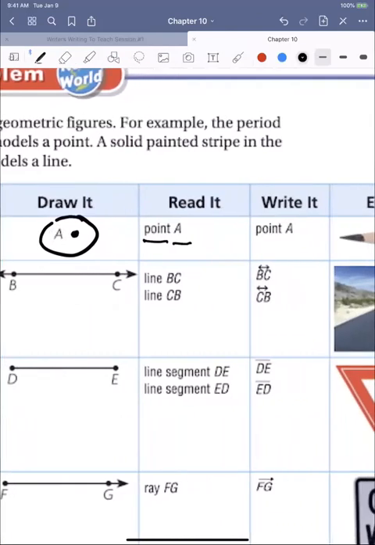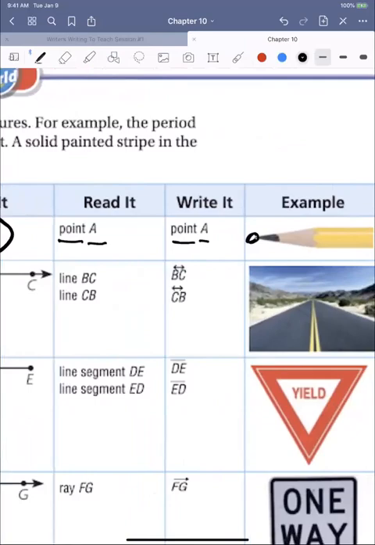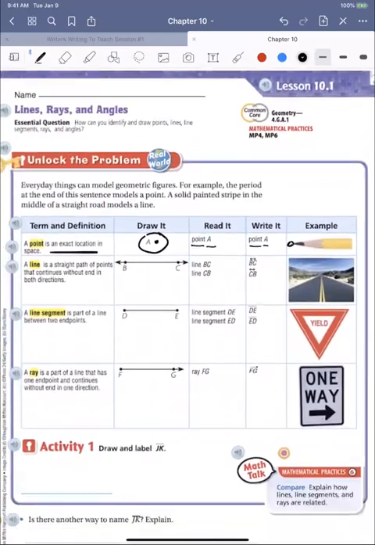We write it the same way, point A, and we think of it as the tip of our pencil. The edge of that lead would be our point. So again, a point is the exact location in space. A line is our next one. A line is a straight path of points that continues without end in both directions. So a line never ends.